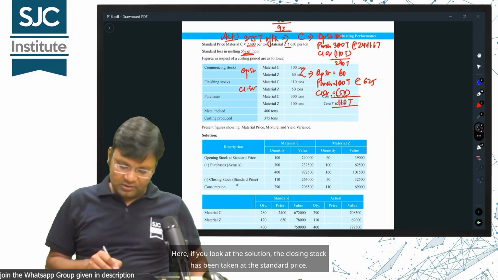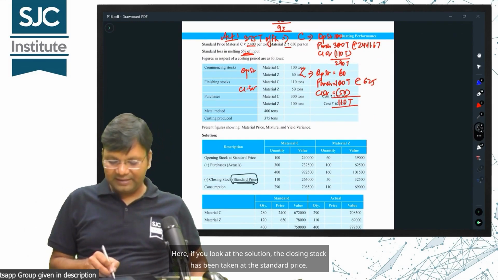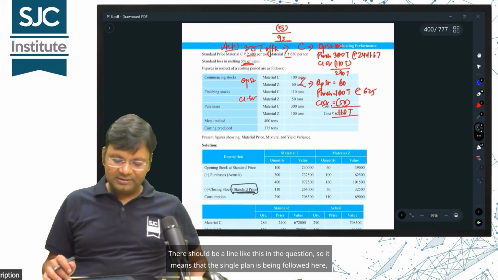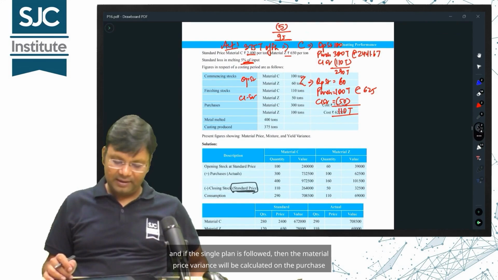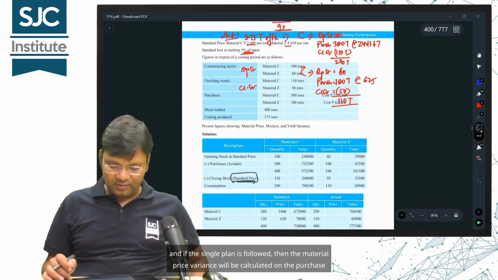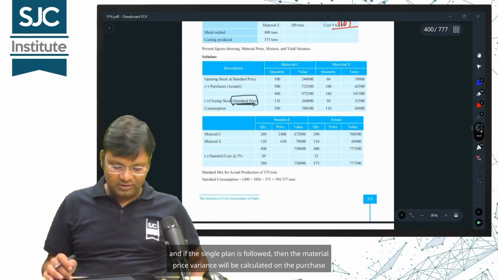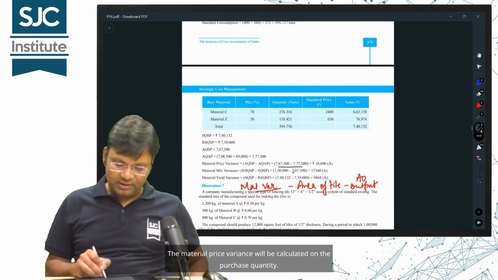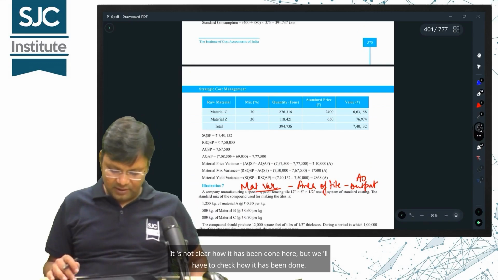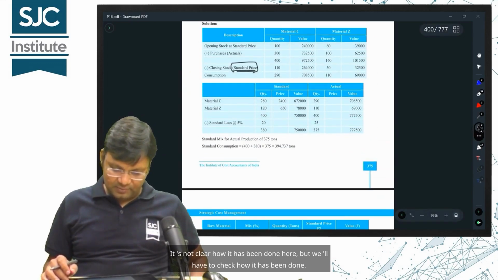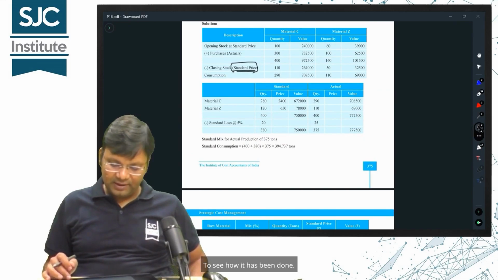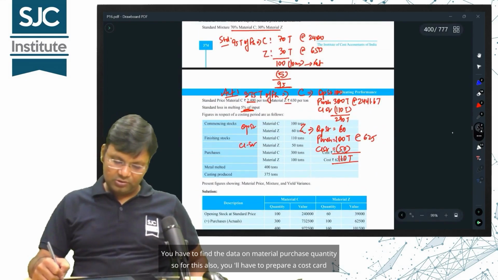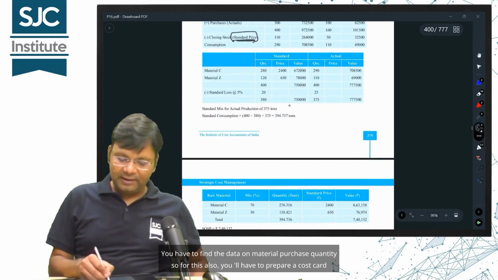Here, if you look at the solution, the closing stock has been taken at the standard price. There should be a line like this in the question, so it means that the single plan is being followed here, and if the single plan is followed, then the material price variance will be calculated on the purchase quantity. It's not clear how it has been done here, but we'll have to check how it has been done. To see how it has been done, you have to find the data on material purchase quantity, so for this also, you'll have to prepare a cost card and check.